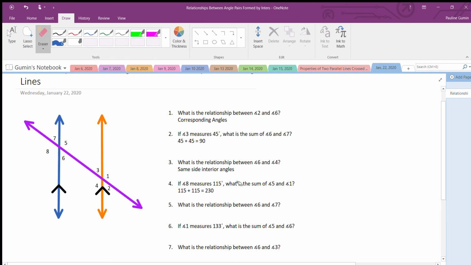Yes. All right. Number 5. What's the relationship between angle 6 and angle 7? Well, angle 6 is right here, and right across from it is angle 7. They are formed from 2 intersecting lines. They're across from each other. They are vertical angles.